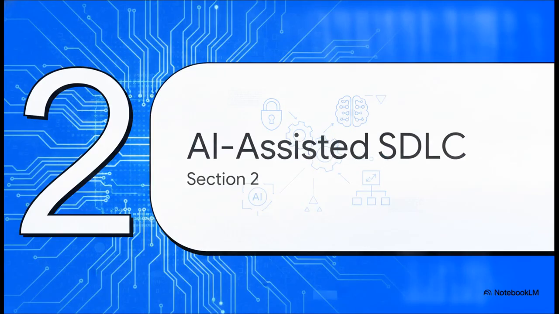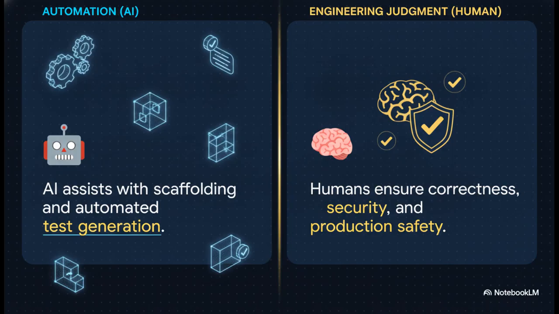Moving right along to Section 2, the modern AI-assisted software development lifecycle. We really have to draw a hard line here between automation and engineering judgment. Think about what AI is amazing at: scaffolding, generating boilerplate code, throwing out candidate architecture options, maybe exploring gaps in your test coverage. But on the flip side, you have human accountability.